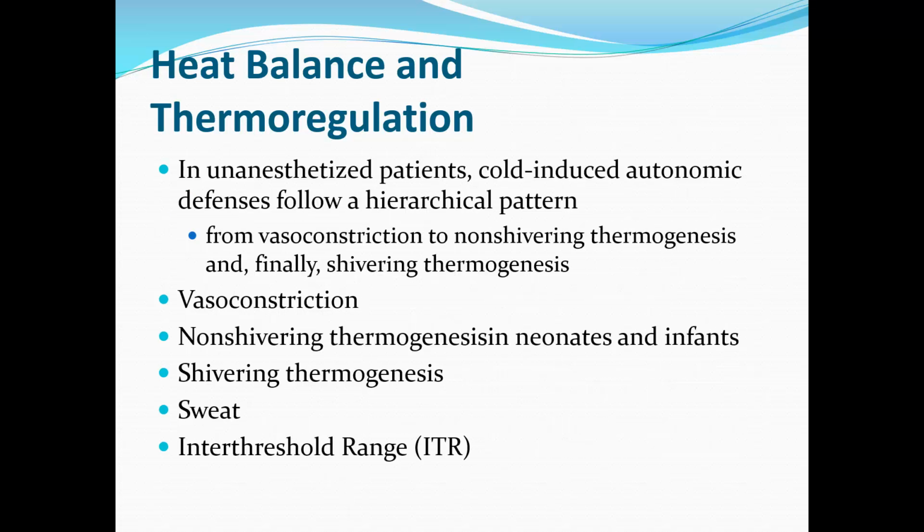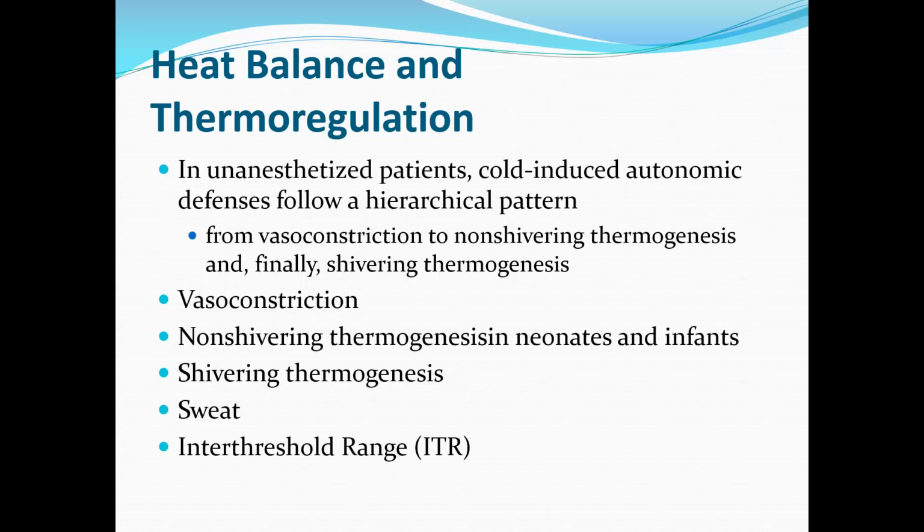In somebody who's not anesthetized, cold-induced autonomic defenses follow a hierarchical pattern that progresses from vasoconstriction to non-shivering thermogenesis and finally shivering thermogenesis. Vasoconstriction decreases cutaneous blood flow and heat loss, primarily in the fingers and toes. Even though its effects are minimal in adults, non-shivering thermogenesis can double the metabolic heat production in the mitochondria-rich brown fat that's present in neonates and young infants. Shivering thermogenesis results from involuntary skeletal muscle activity that increases metabolic rate and heat production.